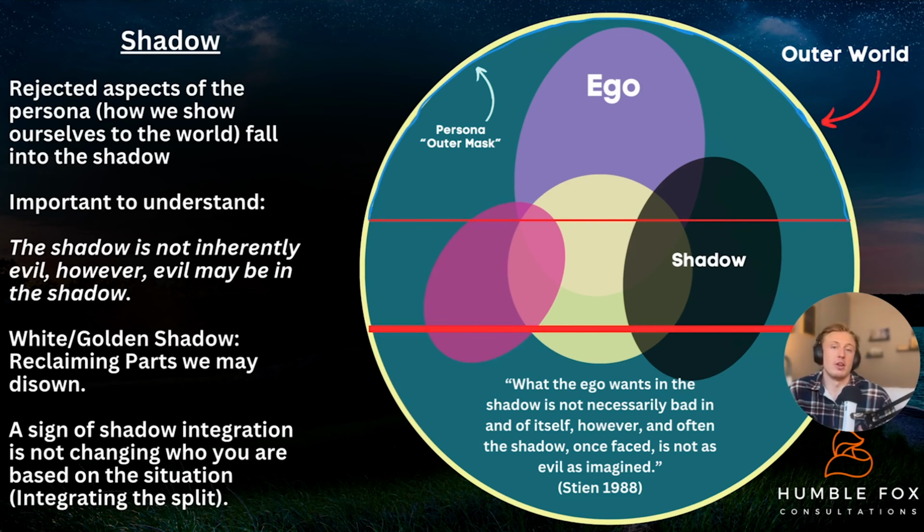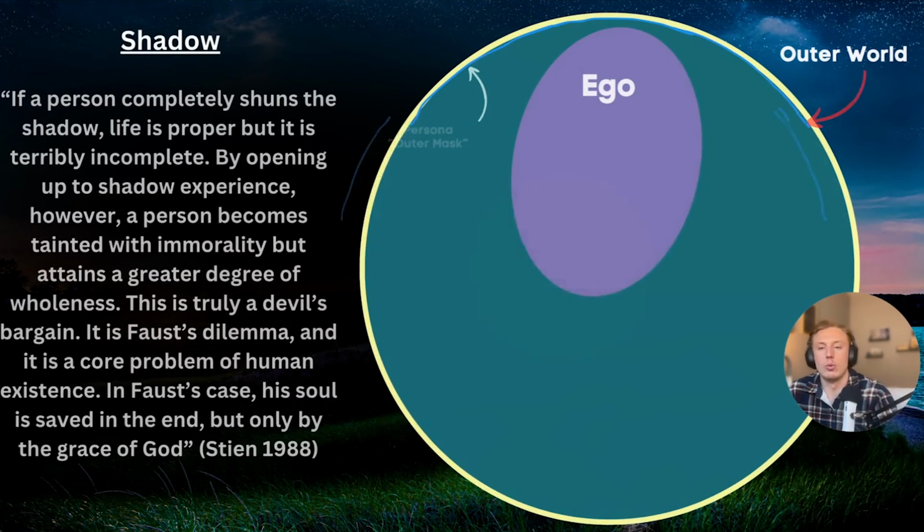We all do that to some extent. And one indication of integration of the shadow is not changing who we are based on the situation, but learning to integrate all aspects of who we are based on every situation. So the way that these relate to each other.